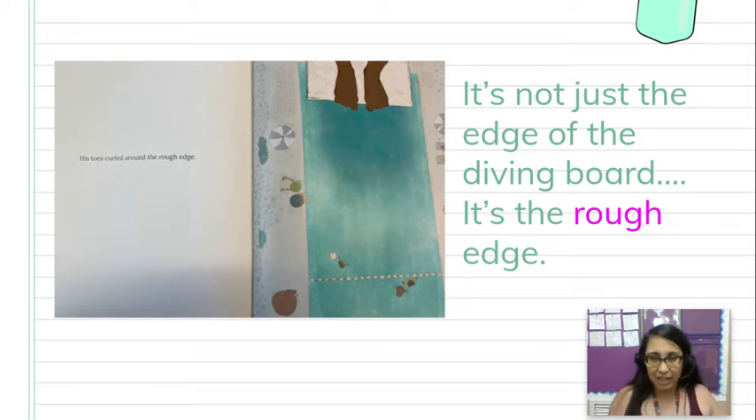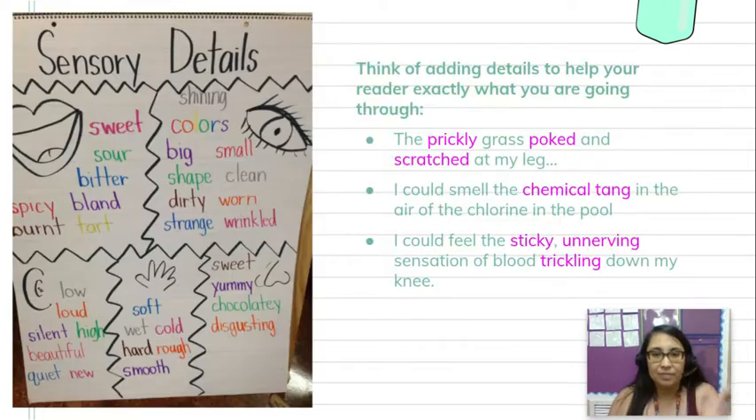An example from our mentor text, Jabari Jump, is: his toes curled around the rough edge. It's not just the edge of the diving board, it's the rough edge. You can almost feel your toes feeling that rough kind of material that diving boards are made out of. And that's not even that great of a sensory detail. When we are thinking of sensory details, you want to think about how to describe what my character is feeling in that moment. So things like, the prickly grass poked and scratched at my leg. That's better than saying, the grass tickled me. It really conveys that annoying grass-poking feeling.